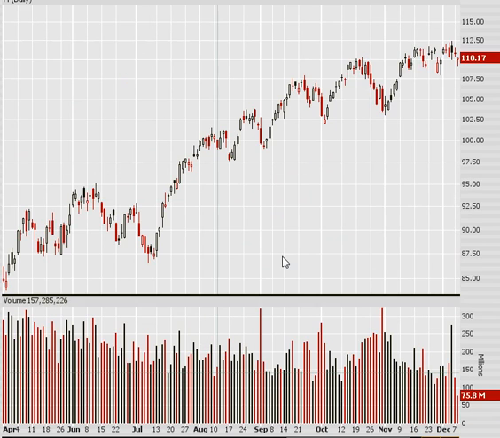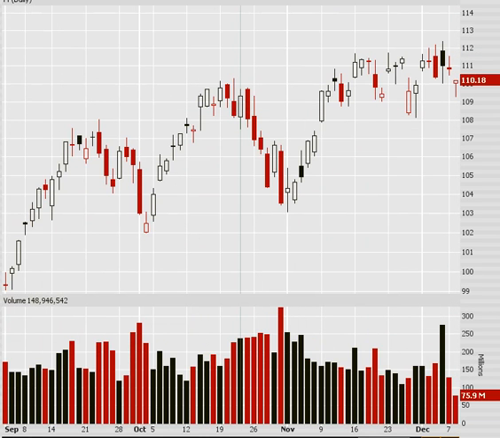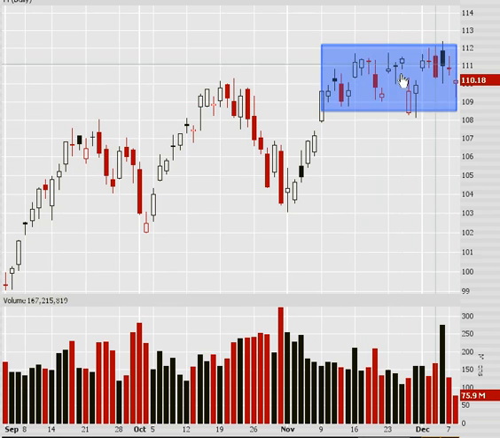Another thing you can do is simply draw a box, which would be something like this, and this acts as a range where the support is the bottom area of the box, and the resistance is the top area of the box up here. If we break above or below those points, then it would be considered an action point and time to take a bias.